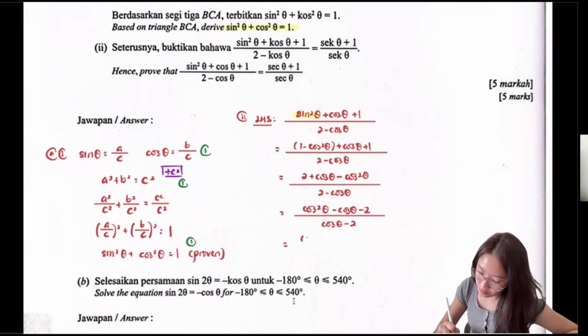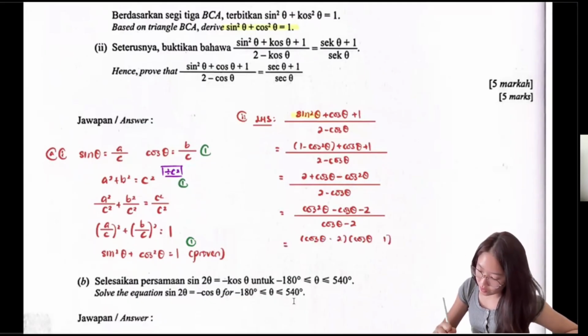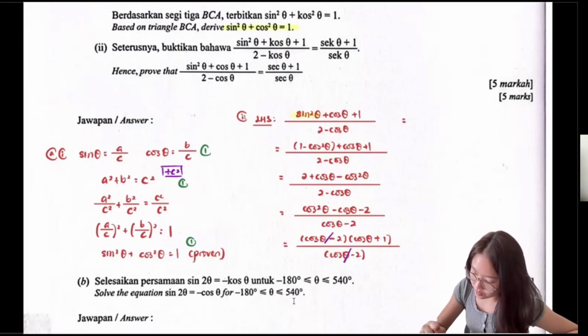Okay, factorize the top, cos theta times 1. Okay, so negative 2 plus 1. Okay, once you've got this, you can cut this, cut this. So at the end, you will have cos theta plus 1 left.